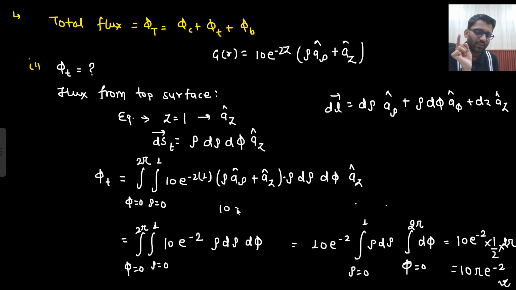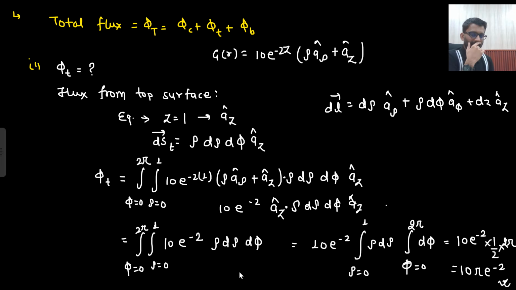Then in the next step, what will happen? Tan e to the power minus 2 az cap rho d phi az cap, and az cap dot az cap will become 1. So tan e to the power minus 2 rho d phi. Tan e to the power minus 2 is coming outward. Rho square by 2 from 0 to 1 and d phi from 0 to 2 pi. So this is the answer we are getting.